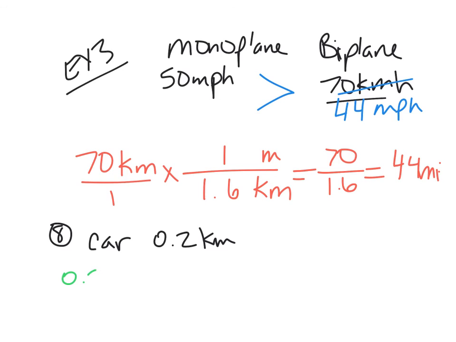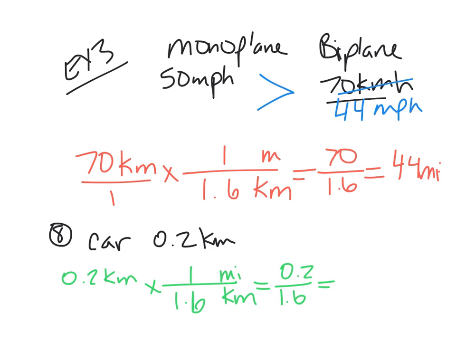All right, so 0.2 kilometers, and we're changing it to miles. So kilometers goes on the bottom. How many miles do we have? We have 1 mile equals 1.6 kilometers. So what is 0.2 divided by 1.6? 0.32, and then this is labeled what? Miles, because we canceled out the kilometers.